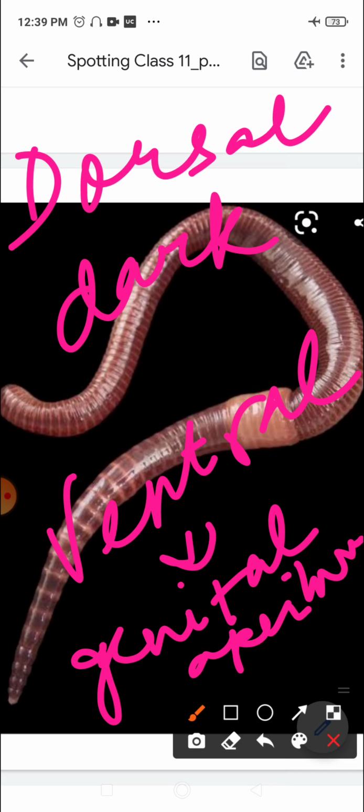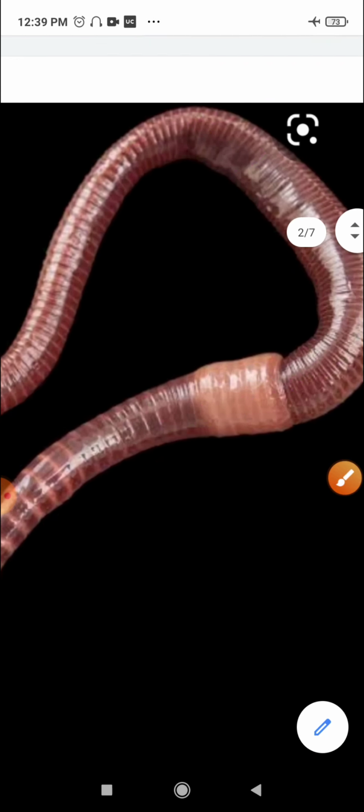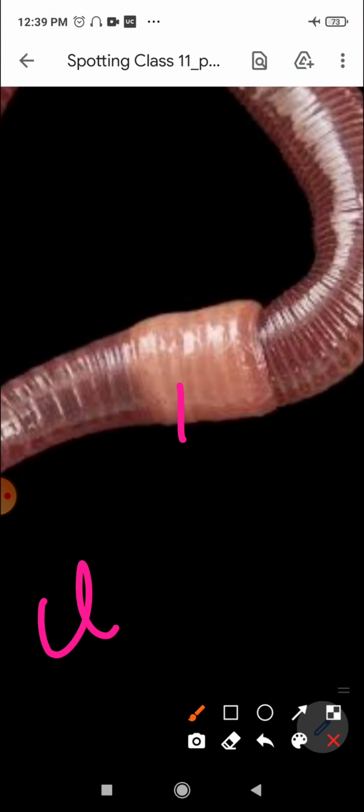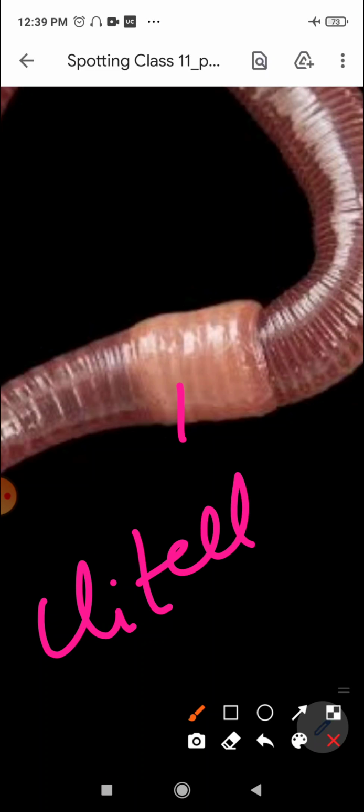The 14th, 15th and 16th segments form a band called the clitellum. If you look at this band over here, this is the clitellum, and the 14th, 15th and 16th segments form this band. It forms one or more egg cases or cocoons in which ova are laid and fertilized.